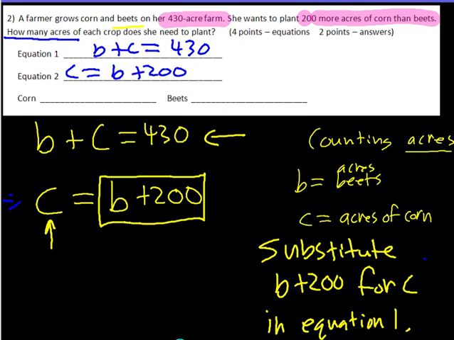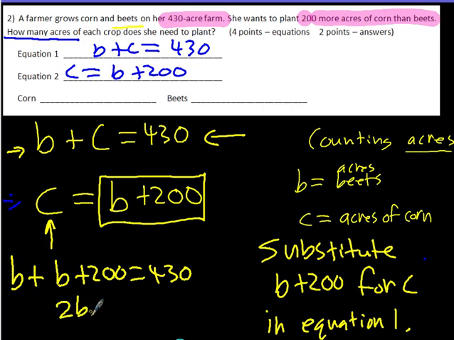The B there is staying. Plus, now, if there's a number in front of the C, if it has a coefficient, I want to use parentheses, but there isn't one, and I'm adding, so I'm just going to write B plus 200. And then I finish the equation equals 430. Now I have one equation, one variable. That's a requirement if you're going to solve. 2B plus 200 equals 430.